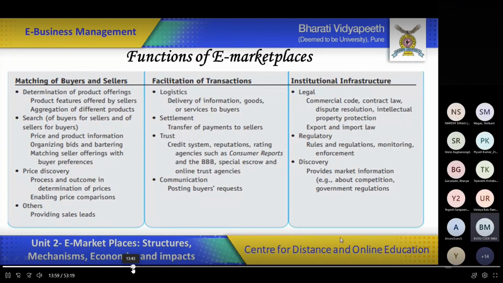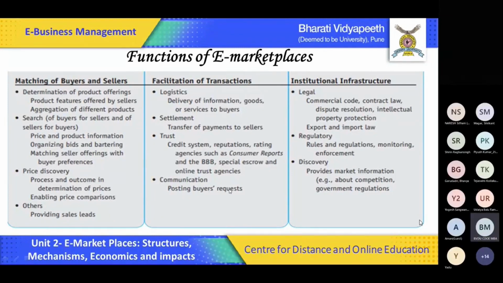I would suggest you just read this so that you will get more clarity about the functions, like matching of buyers and the sellers. Here they will match the buyers with the sellers, because they will try to find out what product offerings are available with buyers, and what the features are. So the buyers will search for the sellers and sellers will search for the buyers. Price and product information will be available. They will also arrange for the bid and the bartering systems.